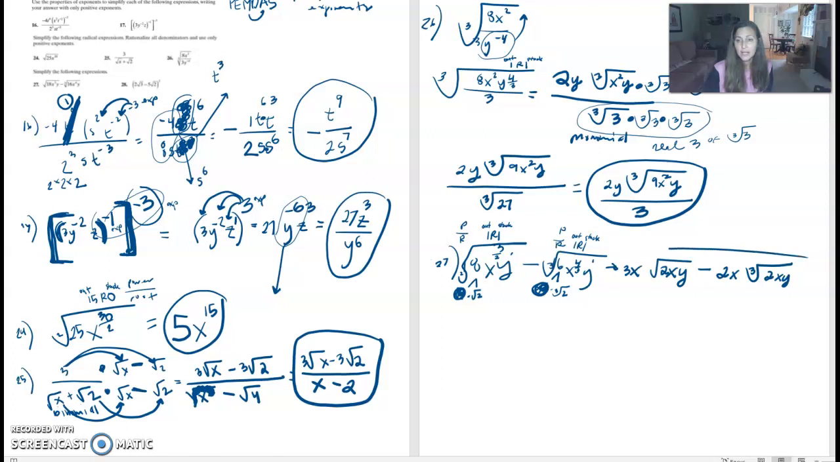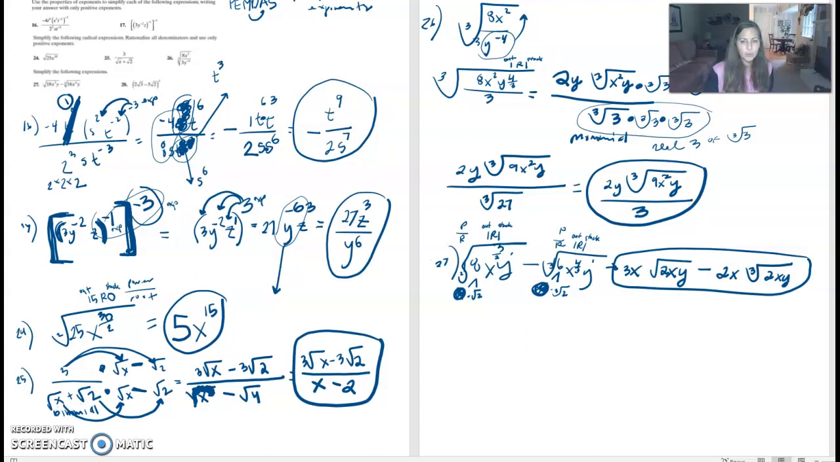Now, this looks like we could combine this. These very much look like like terms. I wish they were, actually. This is a kind of wonky problem, but they're not. They're not like terms. One is a square root, the other one is a cube root. Otherwise, we could put them together.